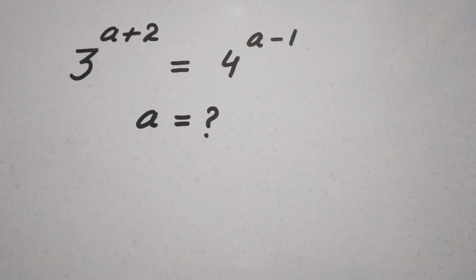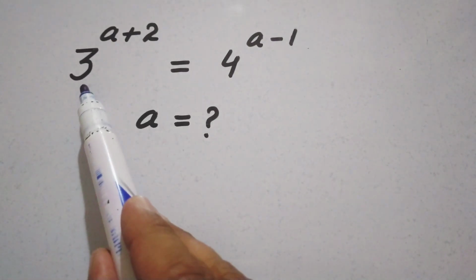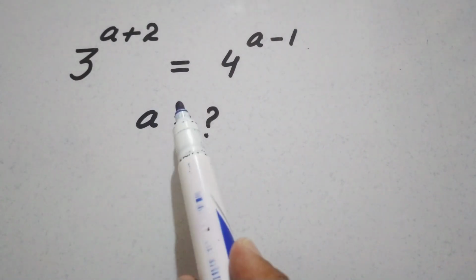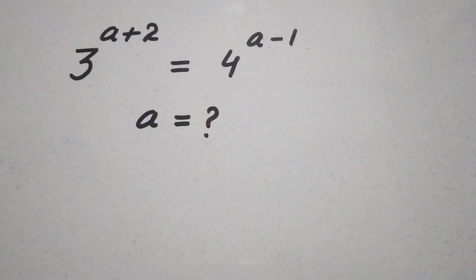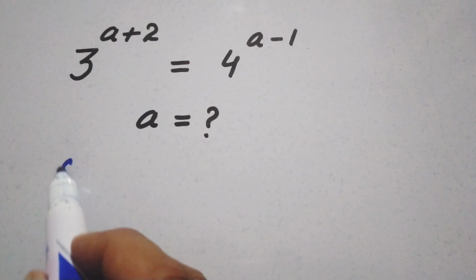Hello everyone, how to find the value of a? 3 to the power a plus 2 is equal to 4 power a minus 1. So let's solve this.